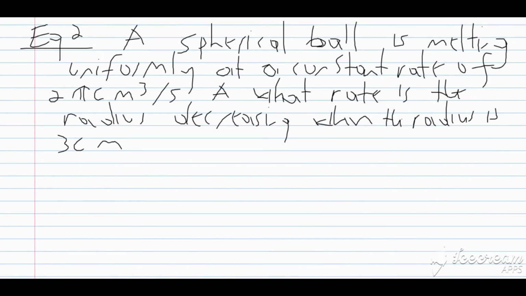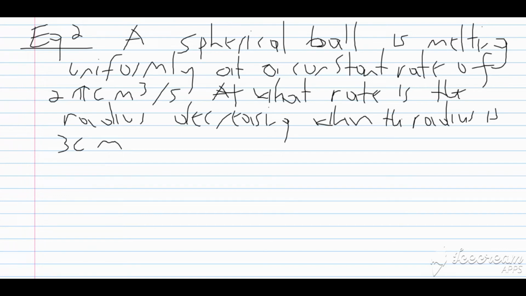This is example 2. A spherical ball is melting uniformly at a constant rate of 2 pi centimeters cubed per second. At what rate is the radius decreasing when the radius is 3 centimeters? Let us talk about some key things in this question. It is melting, which means that it's getting smaller. It is uniform, so it's still maintaining its spherical shape. But because the thing is decreasing, we're going to have a negative involved here.